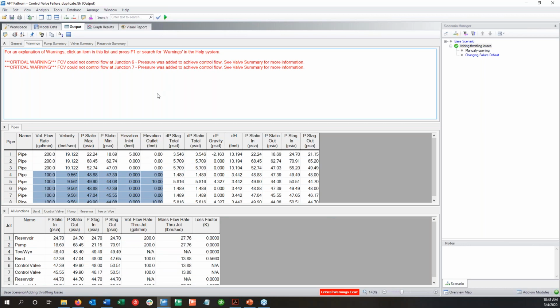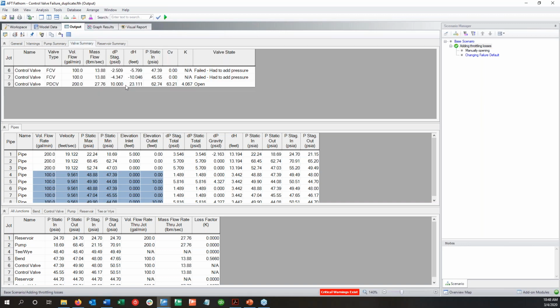At junction 6 and at junction 7, so our two flow control valves, pressure was added to achieve control flow. See valve summary for more information. So now let's check out the valve summary. We can see that both of our valves failed, and we have to add pressure. We have to add 2.5 PSI in case 6 and about 4.5 in case 7.